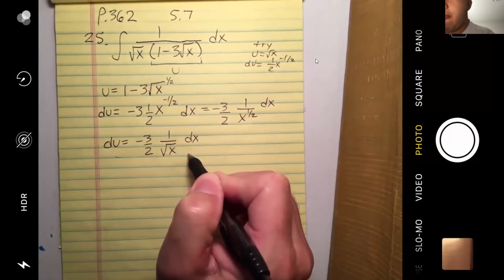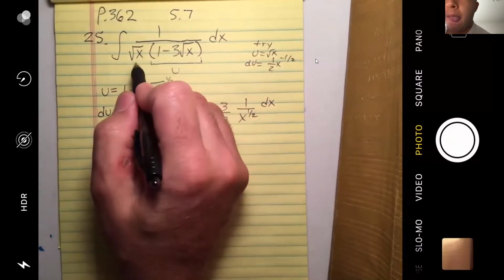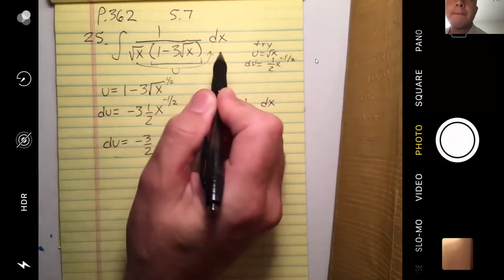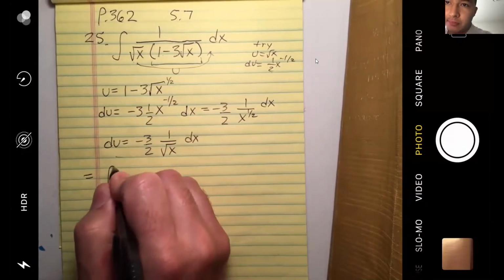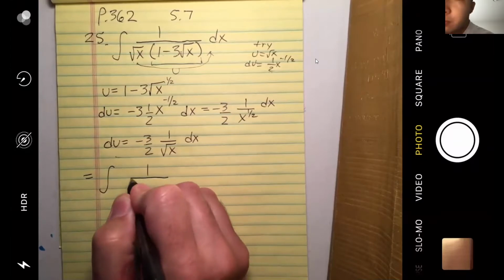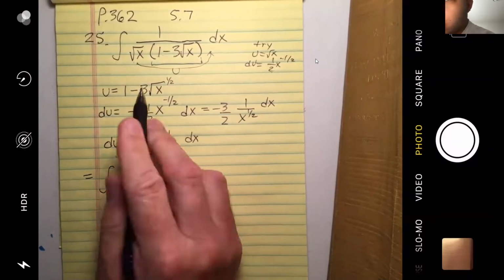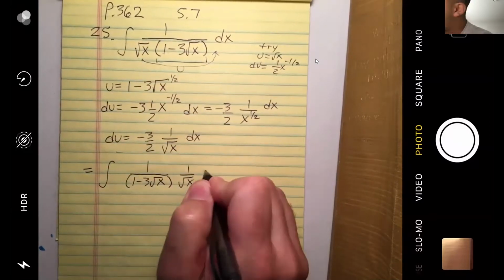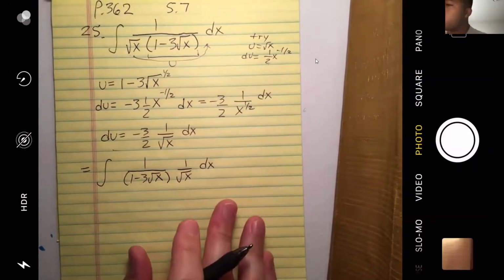Okay. To make it even more obvious, I'm going to switch the square root here to the end. So I'm going to write the original 1 over my 1 minus 3 square root of x, and put that initial square root at the end and write it 1 over square root of x, dx. It doesn't matter, the order you multiply doesn't matter.